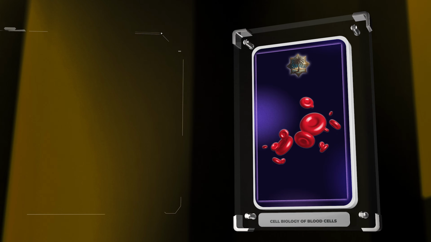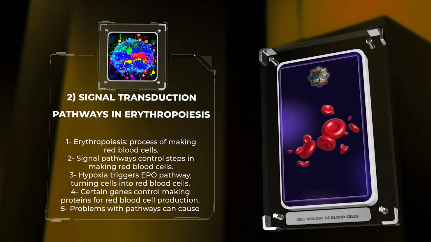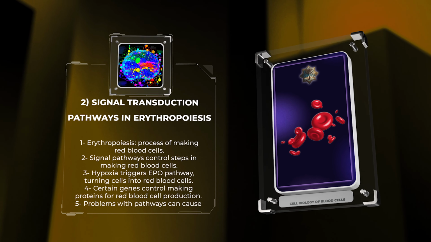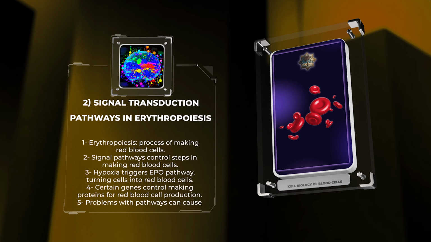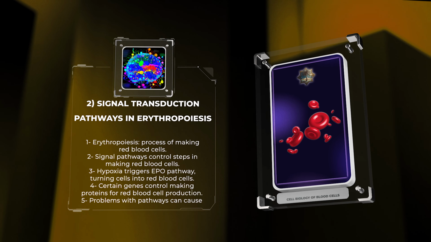Erythropoiesis is the process of making red blood cells. Signal pathways control the steps in making red blood cells. Hypoxia triggers the EPO pathway, which makes cells turn into red blood cells. Certain genes control making specific proteins needed to make red blood cells. Problems with these pathways can cause anemia or blood cancers.